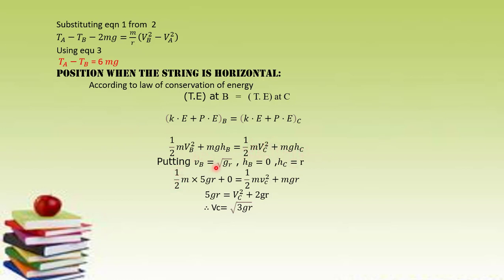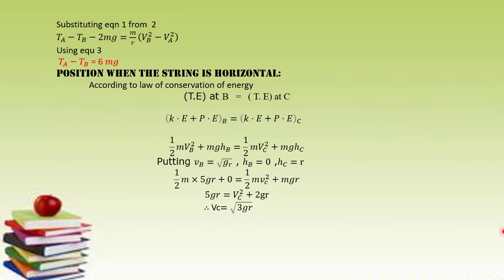Now here also we are putting the value of vb, that is root of 5gr, and hb is equal to 0, hc is equal to r. Here vb square is equal to 5gr, not gr. So 1/2 m times 5gr plus 0 is equal to 1/2 mvc square plus mgr. So you will get the speed vc, that is equal to root of 3gr.